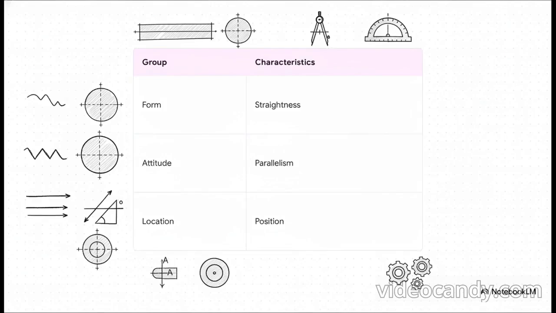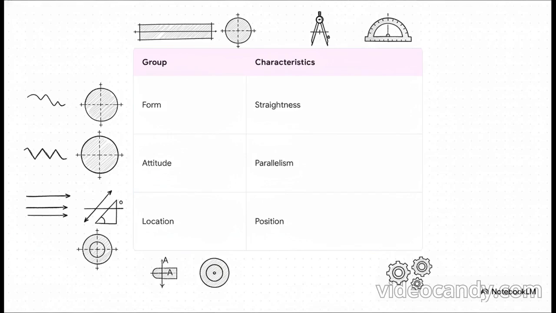And these tolerances aren't just random. They are methodically arranged into three distinct groups. First, form dictates the shape itself, stuff like straightness or roundness. Next, attitude controls the orientation between features, using characteristics like parallelism or squareness.